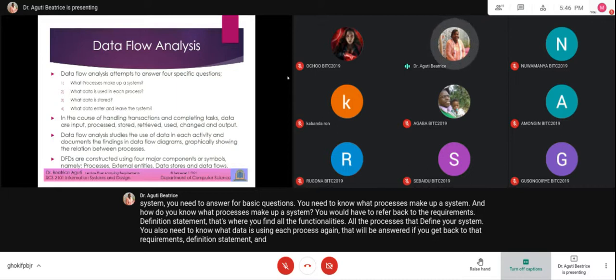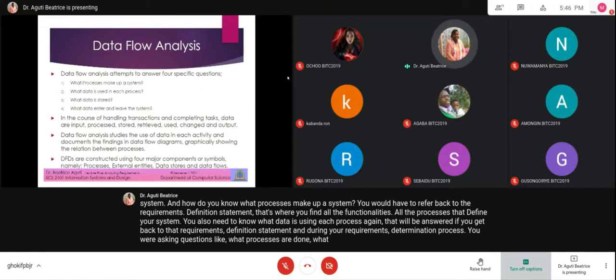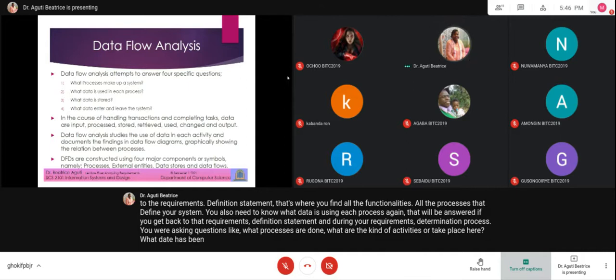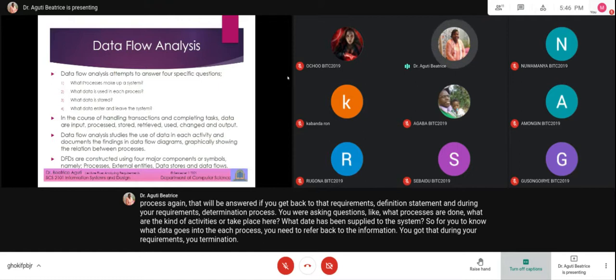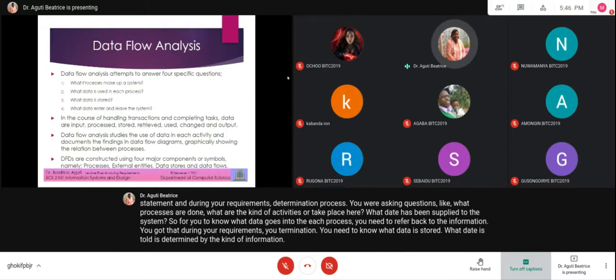And during your requirements determination process, you were asking questions like, what processes are done? What are the kind of activities that take place here? What data has been supplied to the system? So for you to know what data goes into each process, you need to refer back to the information you gathered during your requirements determination. You need to know what data is stored. What data is stored is determined by the kind of information that you need to retrieve.